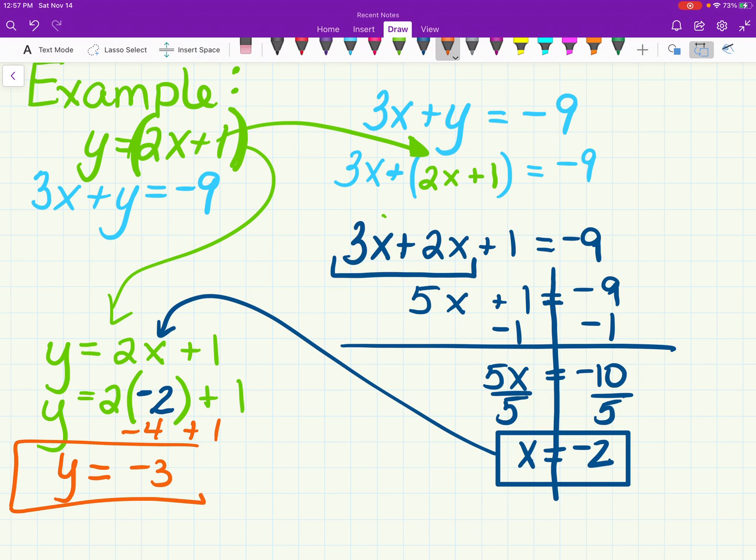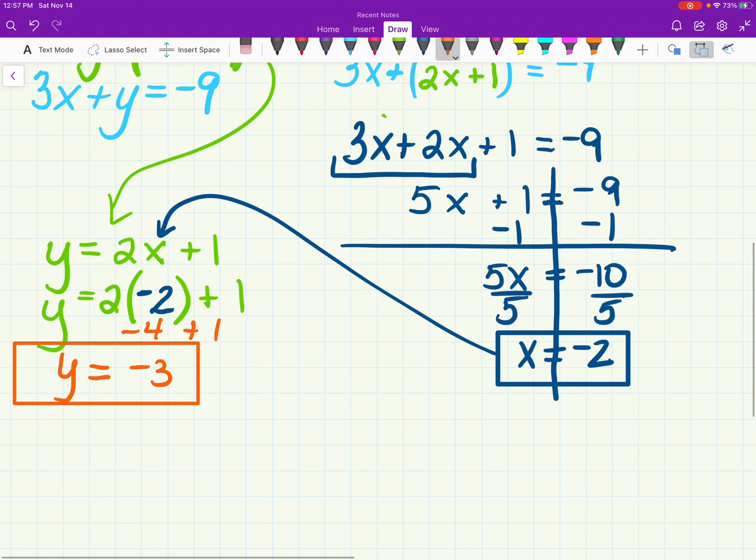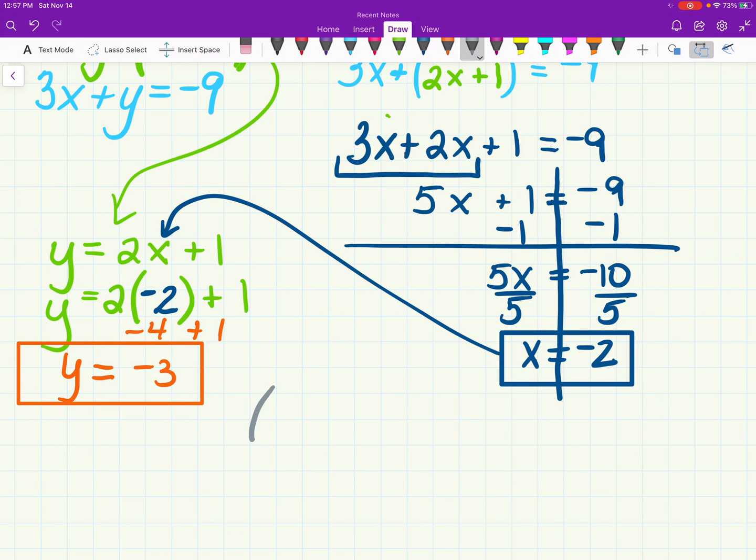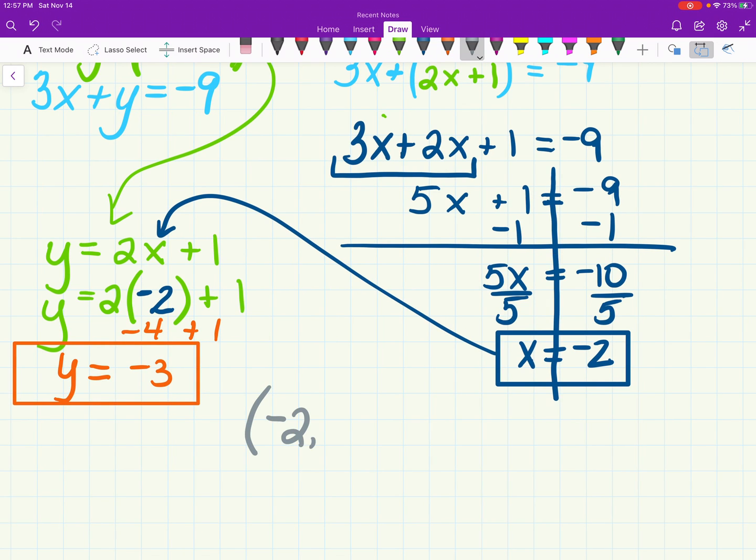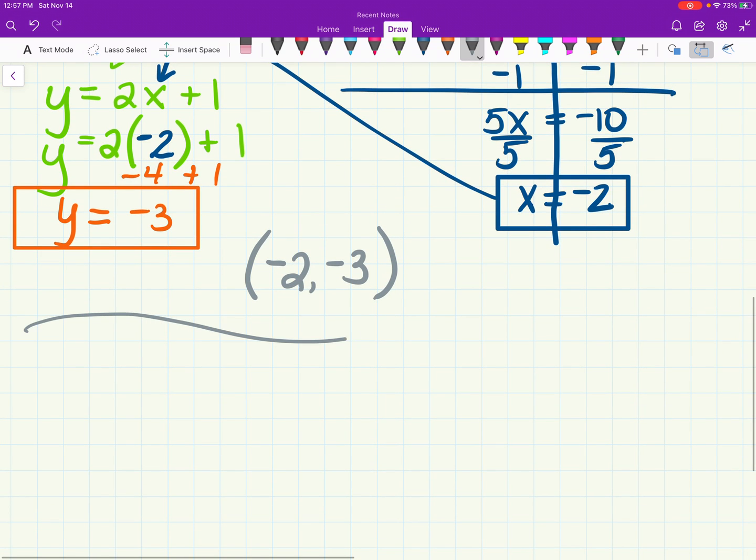Now we have our full solution, because if we were to graph these two lines, they would cross at negative 2, negative 3. Negative 2, negative 3 is where these two equations are the same. We can use negative 2 and negative 3 in either equation, and we will get the solution. Okay? Let's do one more like that. And this really just takes some practice of plugging in and solving.